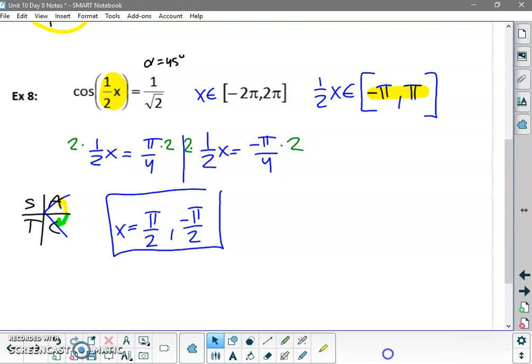Okay, so that's it for day 8. I know we threw a lot at you here. These two examples particularly are a little bit challenging. So in day 9, we're going to actually review more of this. So do what you can on the homework tonight.